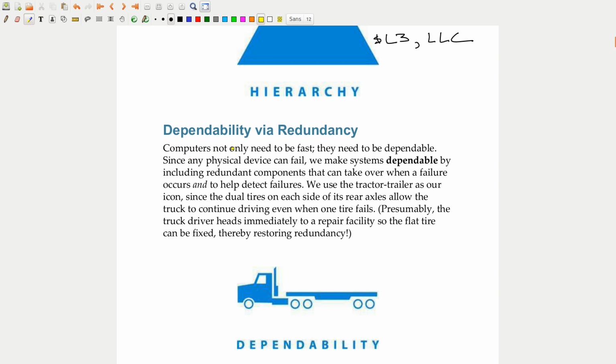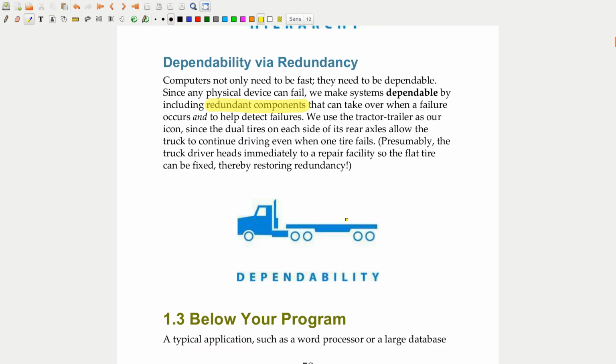So computers not only need to be fast, they need to be dependable. Since the physical device can fail, we make systems dependable by including redundant components. So this is important. That can take over when a failure occurs and help detect failures. So things like exceptions. We use the tractor trailer as our icon, since the dual tires on each side of the rear axles allow the truck to continue driving even when one tire fails.